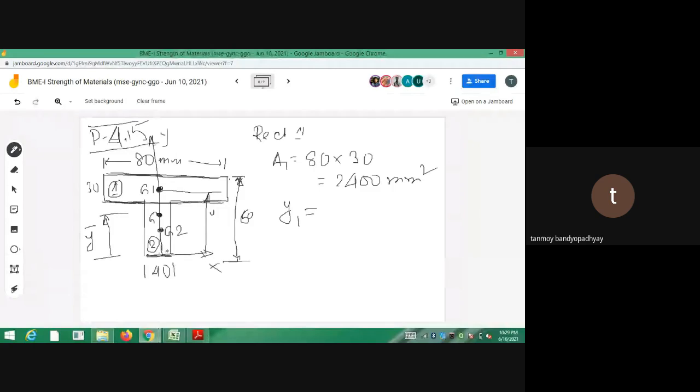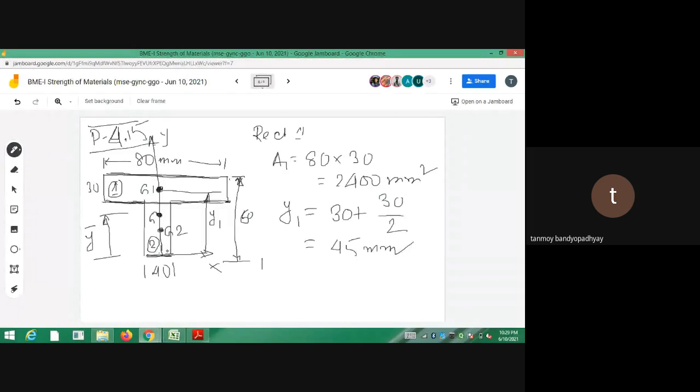In order to calculate Y1, this is 60 minus 30, so up to this is 30. So 30 plus, for a rectangle, the centroid lies at b by 2, d by 2. Since the depth is 30, that should be 30 plus 30 by 2, so 30 plus 15, which is 45 millimeters. So this is for rectangle 1.